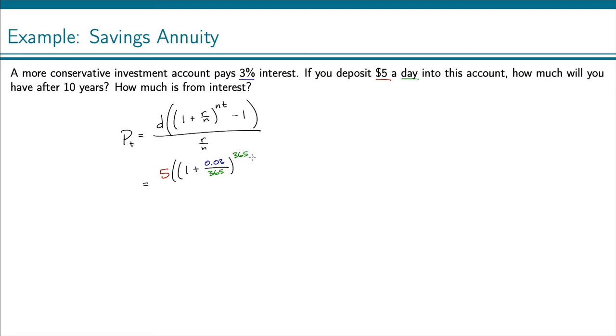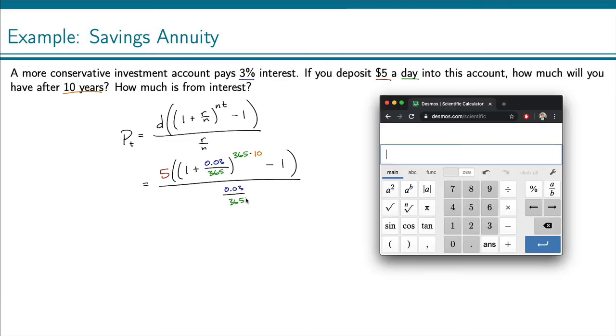365. And then we have times T, and T is how many years are passing, and that is specifically 10 years in this problem. So times 10, and then minus 1, and then divided by R over N. And again, R is 0.03, and N is 365. And we're ready to plug this into our calculator.